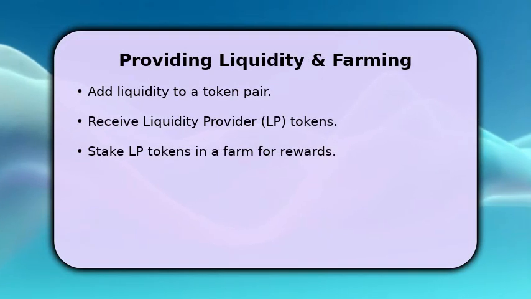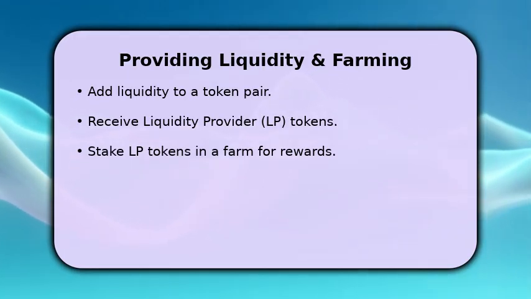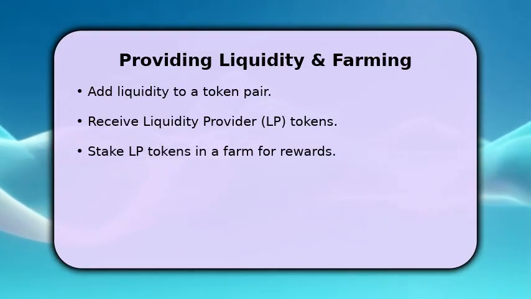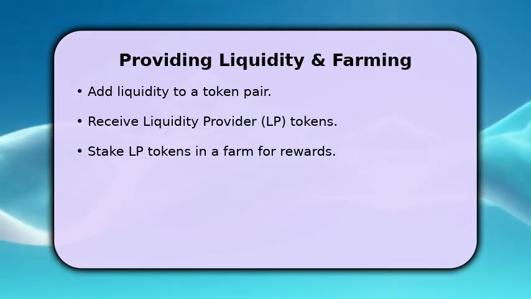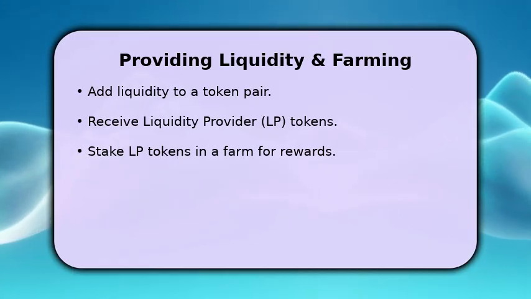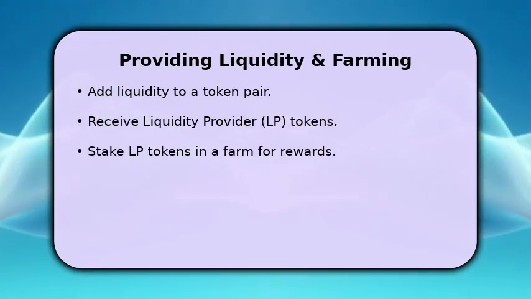If you want to earn more, consider providing liquidity. Go to Liquidity and add 2 tokens in equal value to a pool. You'll receive LP tokens. Then, navigate to Farms, find a farm matching your LP tokens, and stake them. This allows you to earn additional rewards, often paid in cake tokens, for contributing to the platform.